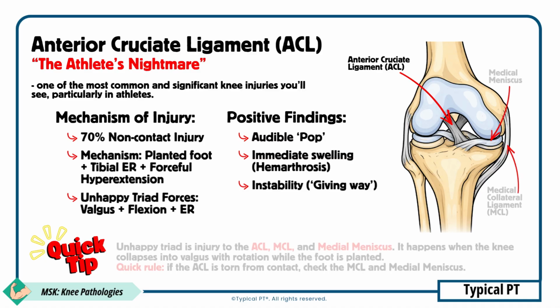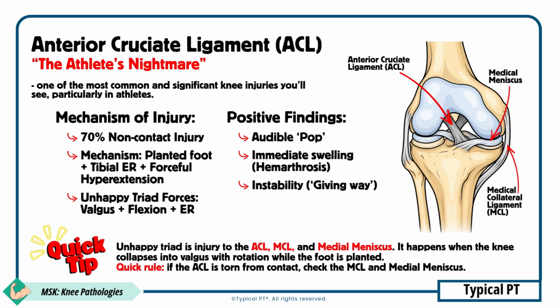Quick tip: the unhappy triad, also called the terrible triad, involves combined injury to the ACL, MCL, and medial meniscus. This happens when valgus, flexion, and external rotation forces are applied to the knee while the foot is planted. If you suspect an ACL tear from a contact mechanism, always assess the MCL and medial meniscus as well.